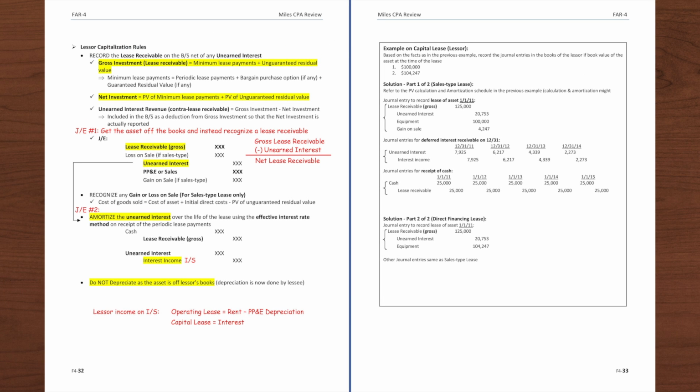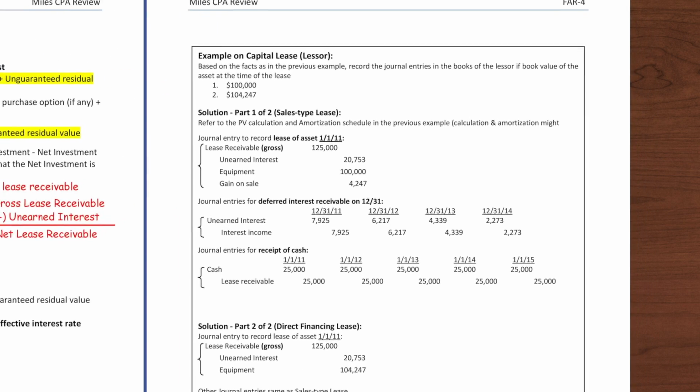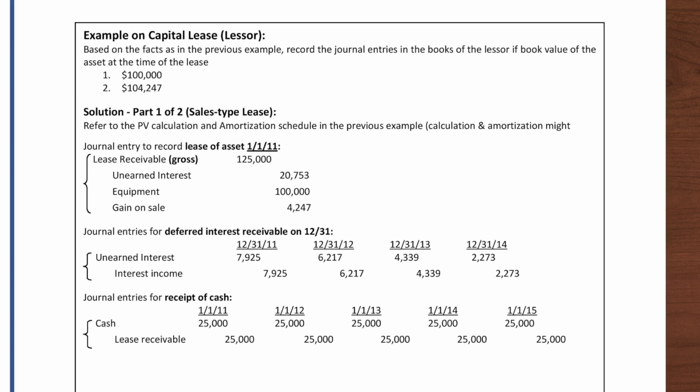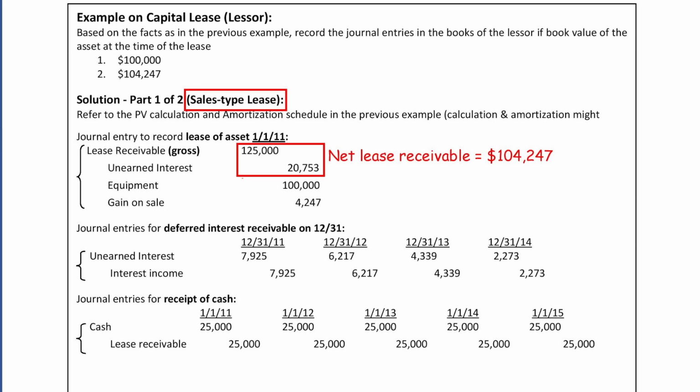Moving to page 33, we're looking at the example on capital lease. We're talking about the accounting by lessor. So the first part, we're talking about, put a box around sales type lease. And looking at the journal entry there, we have lease receivable at gross $125,000, unearned interest $20,753. Put a box around both these numbers and write net lease receivable equals $104,247.